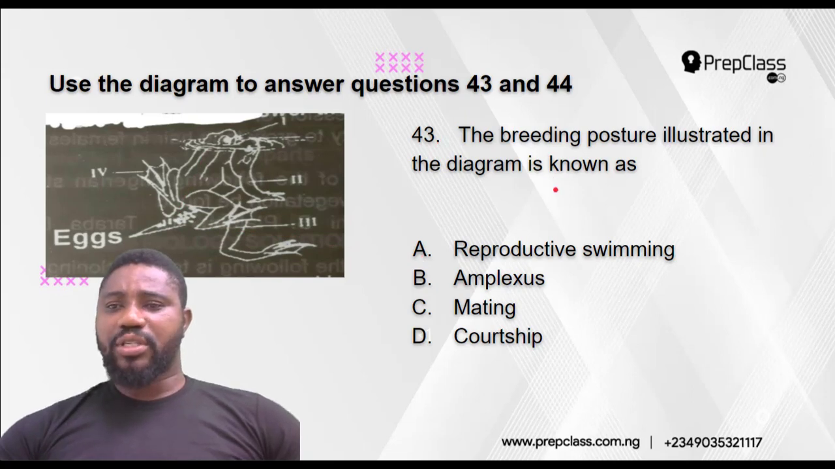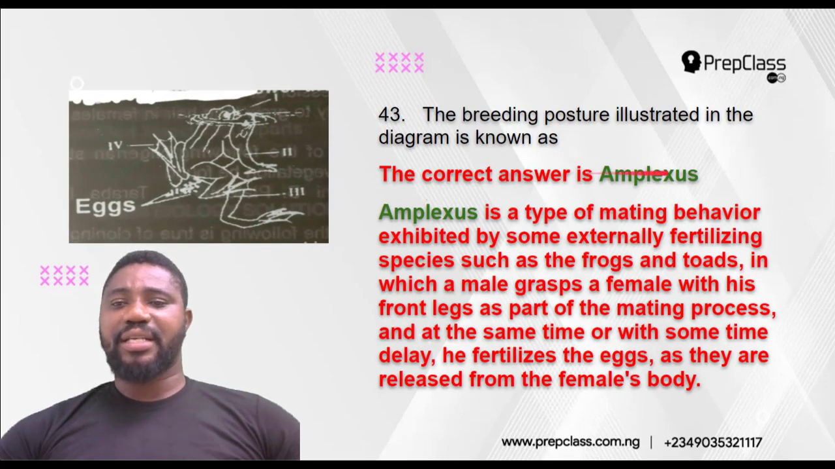Now they're asking us, what kind of breeding posture is this? Is it reproductive swimming? Is it amplexus? Is it mating? Is it courtship? Let us see. Now the correct answer is amplexus.